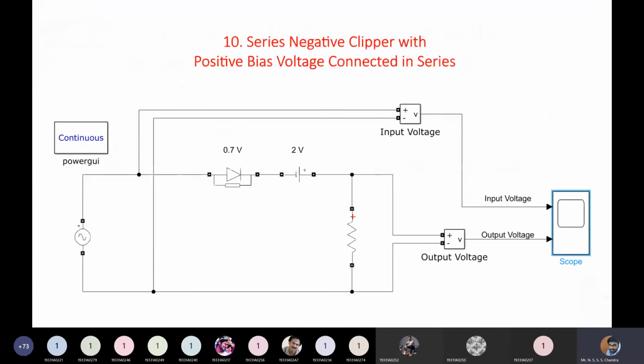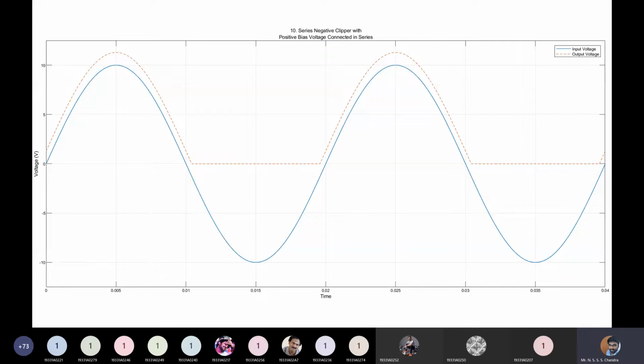So let us see the circuit diagram here. Here I am connecting a diode in the same fashion as given in the circuit diagram. Now we are connecting the bias voltage. So now when I am running this circuit for 0.04 seconds, I am only taking 2 cycles. Now you can see that in this waveform, the blue waveform is your input voltage, whereas the dashed lines waveform in red color is your output voltage.